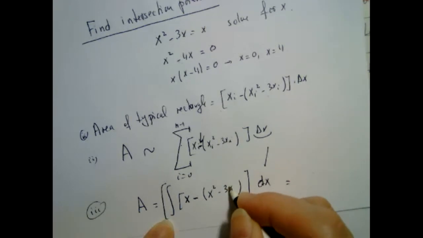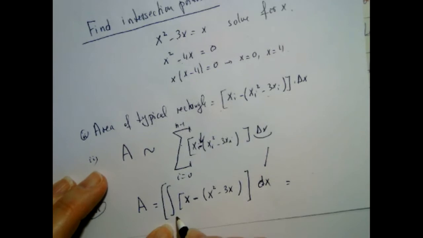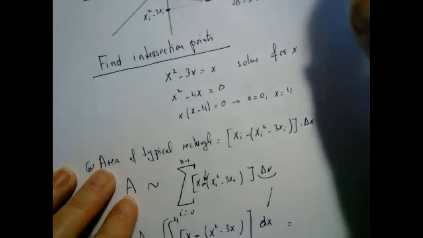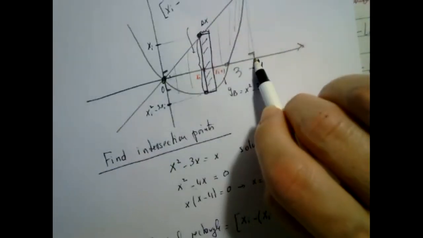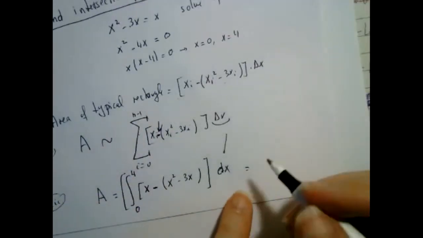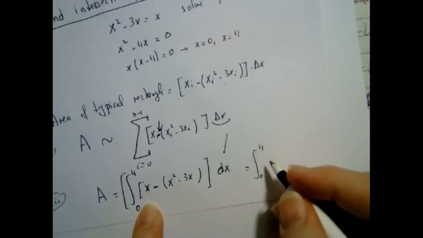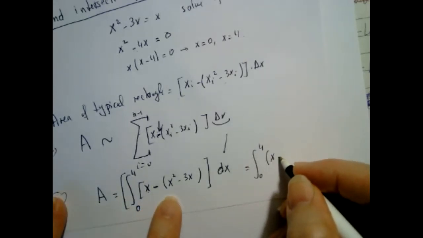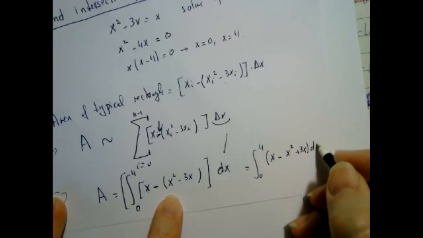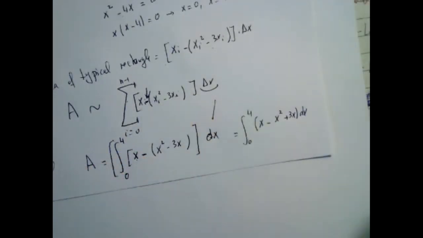At this stage, there is no xi because the integral represents those sums. And the bottom limit is 0. The upper limit is 4, because I have to divide the interval from 0 to 4 into pieces to cover my whole region. And that's it. And the rest is simple. So that's the integral from 0 to 4 of x, I simplify the inside a little bit, minus x squared plus 3x dx. So that's the integral from 0 to 4.